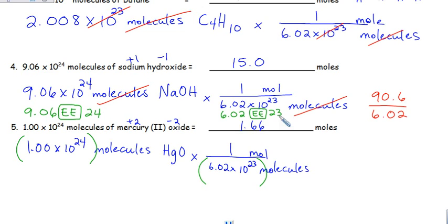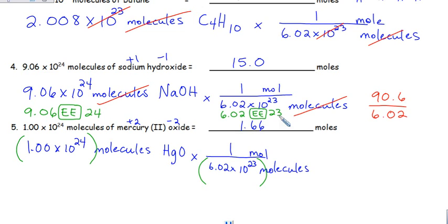Similar issue with number 5. 1.00 times 10 to the 24th molecules of mercury oxide. And again, through the whole thing, I didn't have to write the formula for mercury oxide. It's kind of irrelevant. It's not going to change my ratio. 1 mole of anything is 6.02 times 10 to the 23rd particles. But I just had fun writing it, so I did anyways.